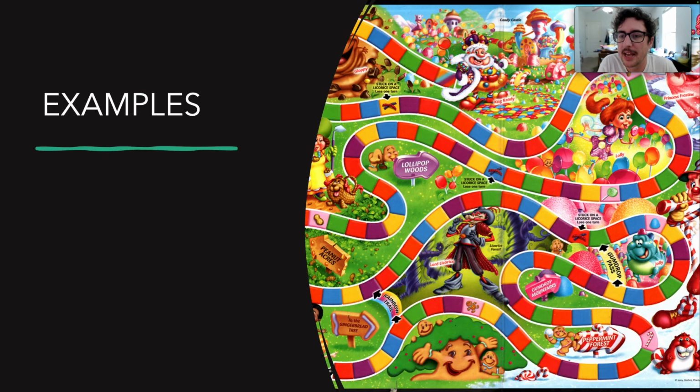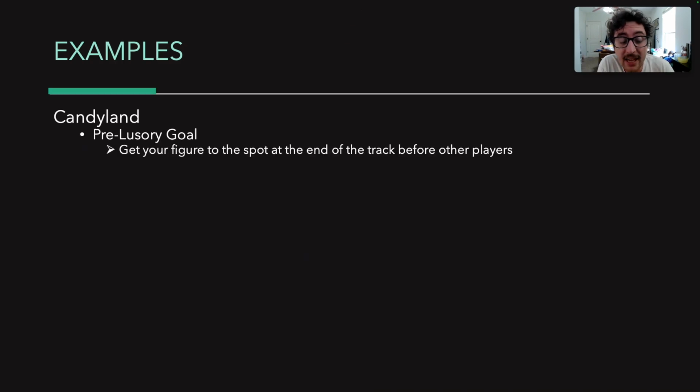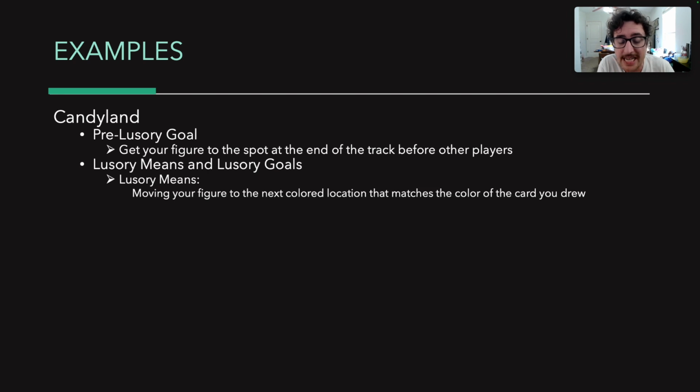Or consider this example, Candyland. So this is a children's board game where you try to get to the end of the board. So in Candyland, the pre-illusory goal is to get your figure to the spot at the end of the track before other players. But now there's illusory means and illusory goals. The illusory means: moving your figure to the next colored location that matches the color of the card you drew. So you draw a card, you look at the color, well, it's red, so find the next red on that track and move your piece there.